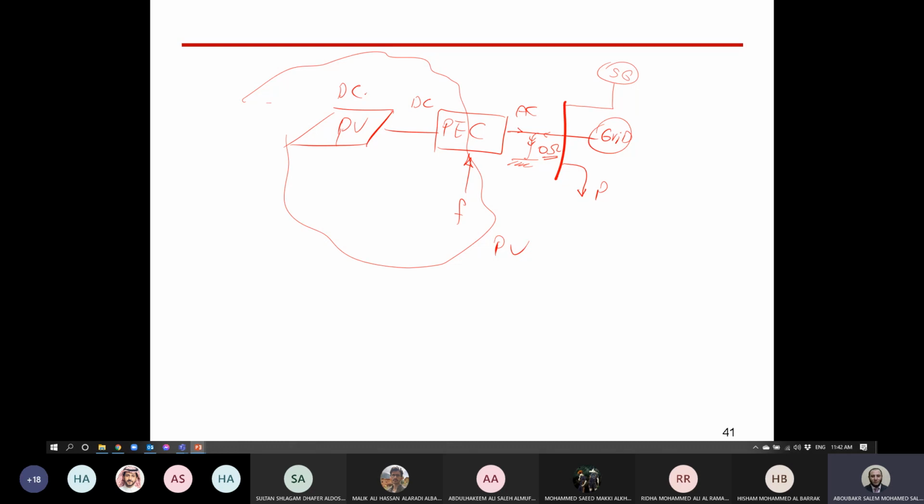So what is the solution now? We have to protect our system by disconnecting this fault. Disconnection can be from here. All of these are connected through circuit breakers. All of the systems are connected through circuit breakers.